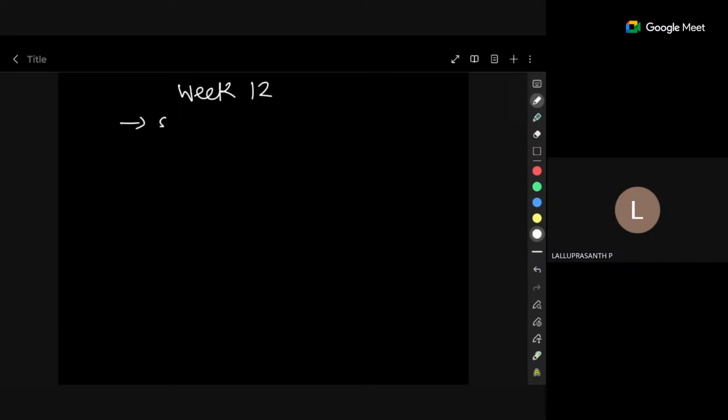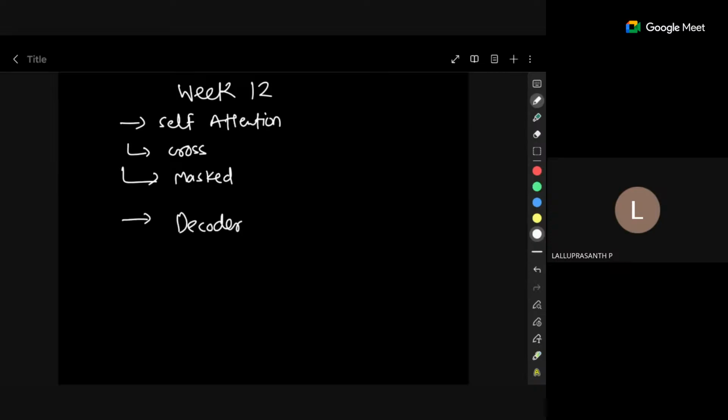We have to see what self-attention is, and then the other variants are going to be cross and masked attention. And after that, we'll look at what the decoder layer is, so how the decoder block looks like, the structure and architecture of the decoder.